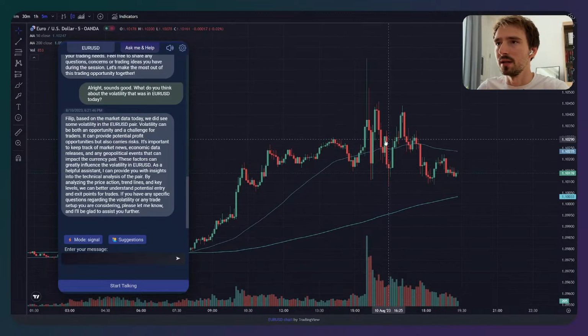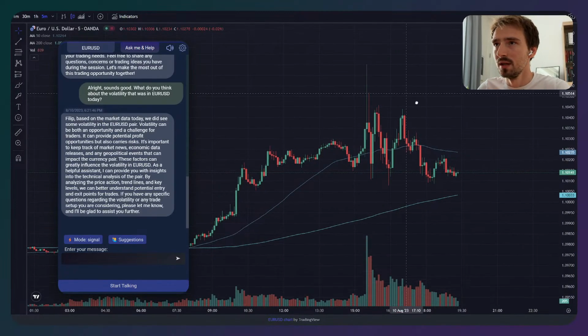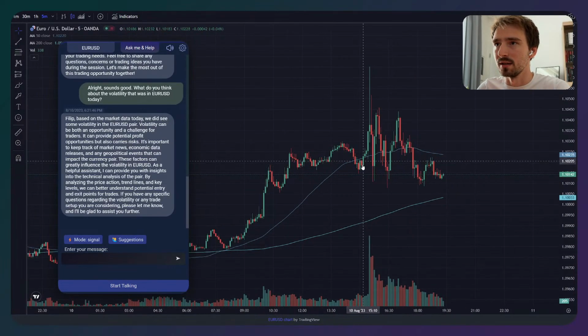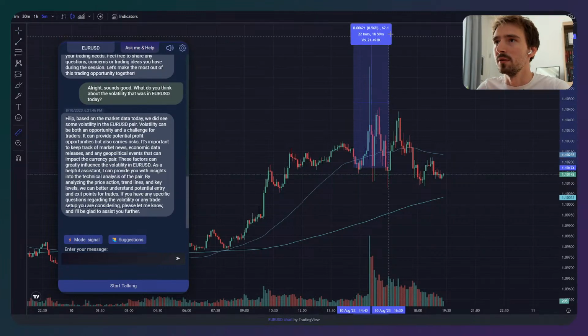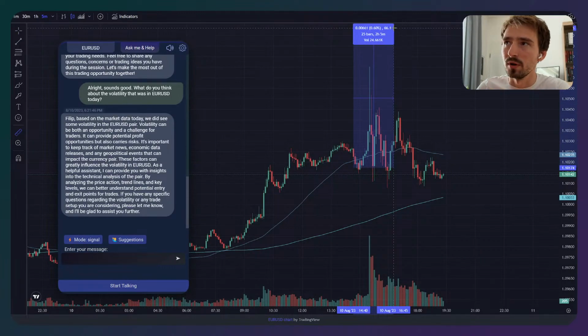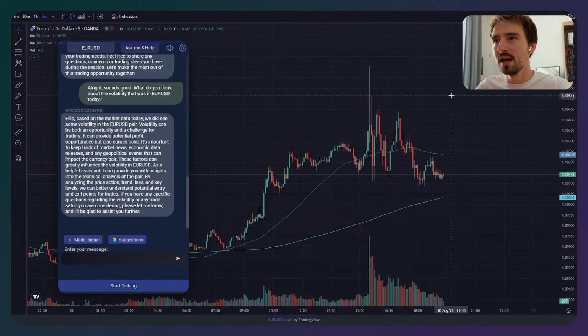I didn't expect it to retrace, and I was expecting it to go all the way to almost 1.11. But yeah, it didn't happen. We had a correction. It's back again, and we are headed for another day of trading with our AI.